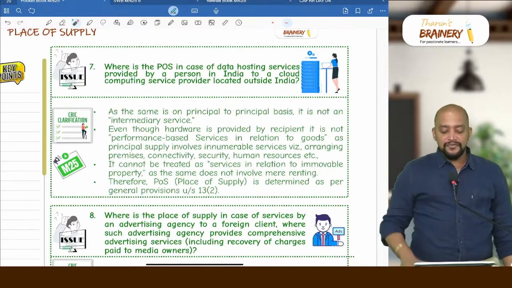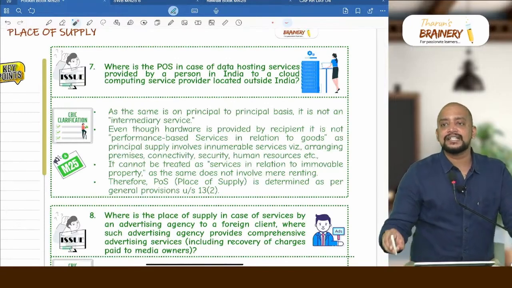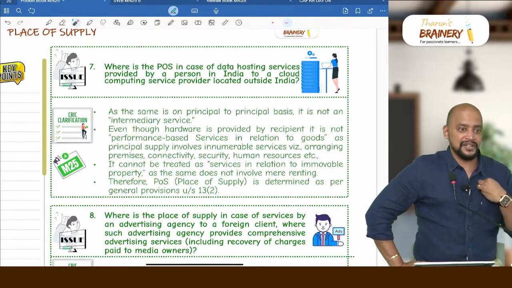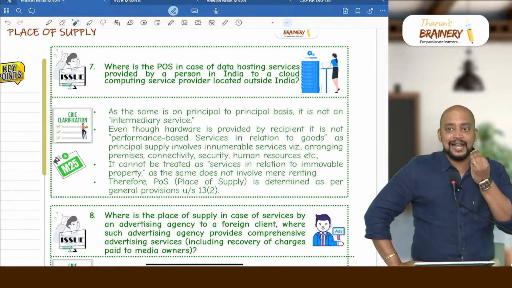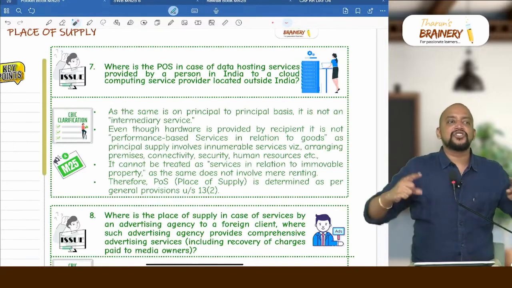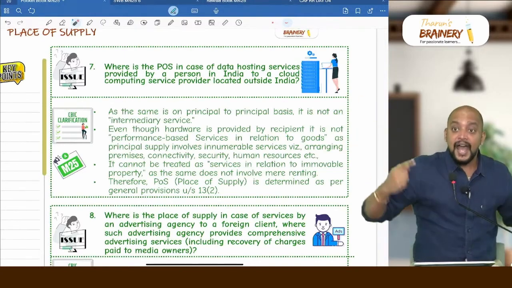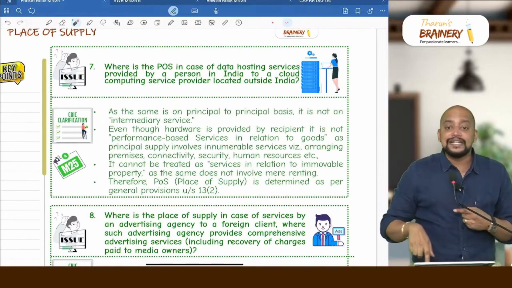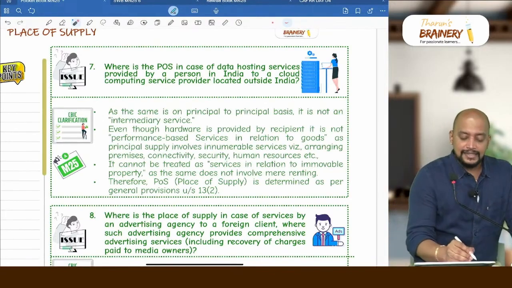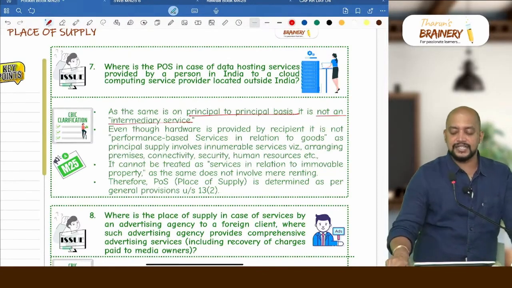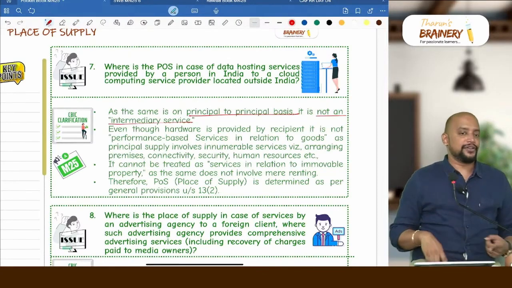Question number 1: will it become an intermediary service? No, it is not an intermediary service, because my service is not just connecting and going. My service is a continuity; I am not just connecting the seller and the buyer, I am providing a service. It is like outsourcing. As it is on a principal to principal basis, it is not an intermediary service. That is the first point you need to write.